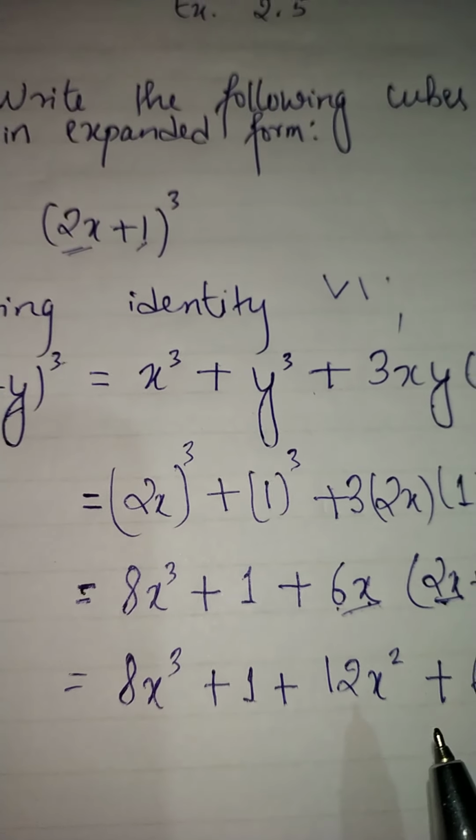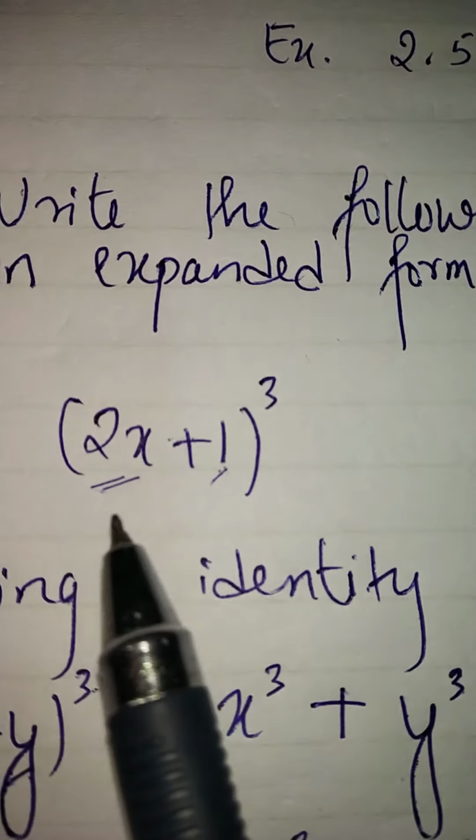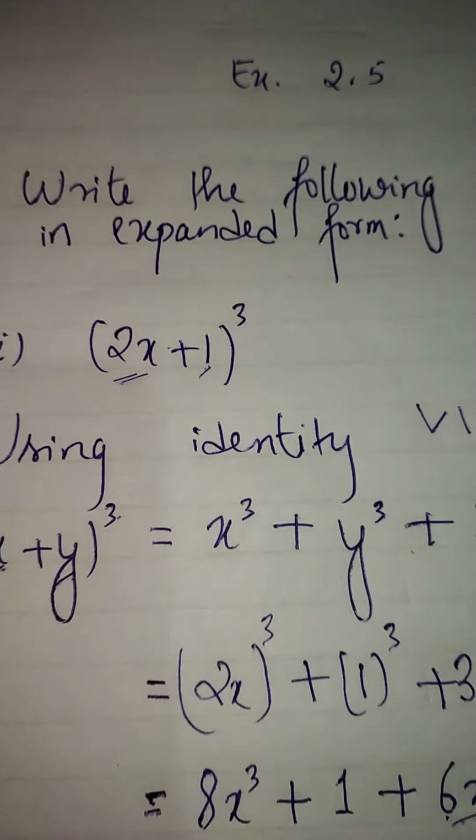Is it clear? That means this expression, 8x³ + 12x² + 6x + 1, becomes the expanded form of (2x + 1) whole cube. Thank you everyone.